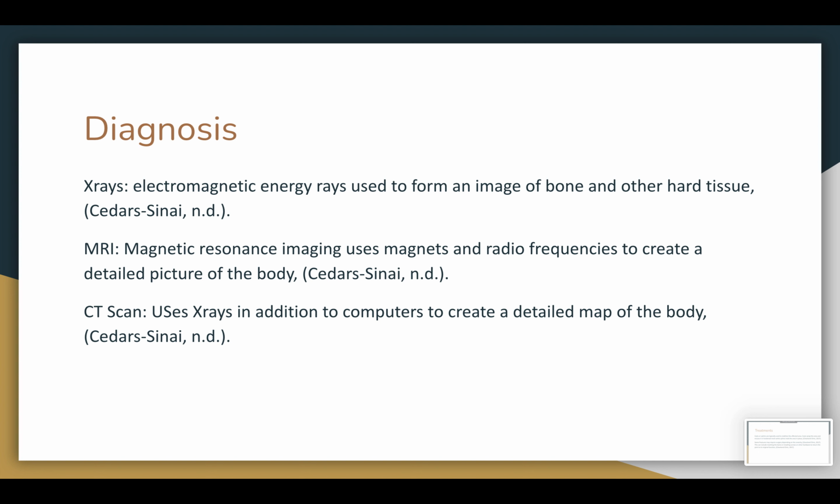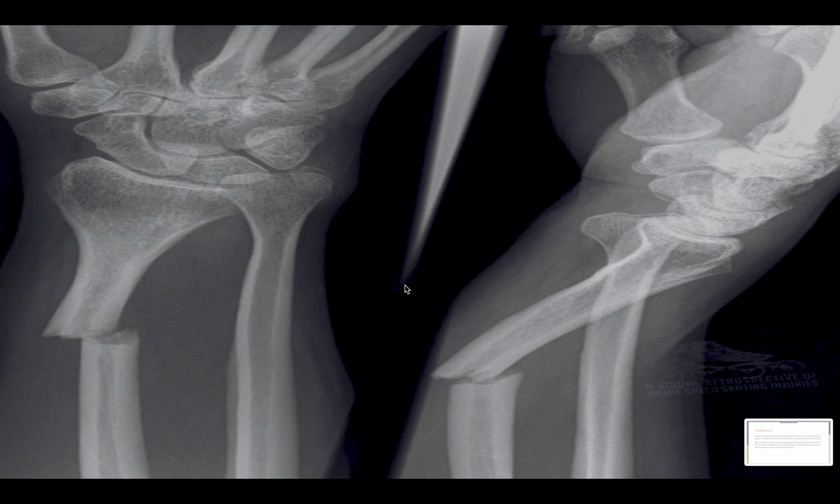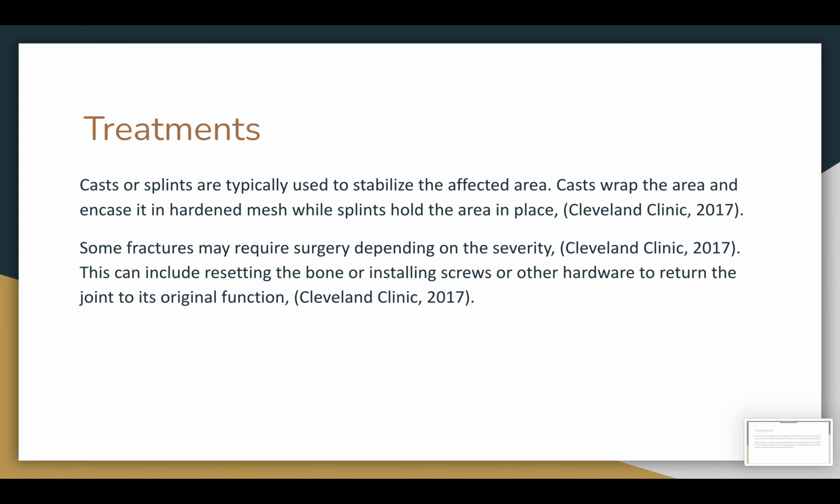So if you don't know exactly where a bone could be broken, or if there may be multiple broken bones, a CT scan is typically what is used. Here's a picture of an X-ray of a broken bone, displaced. It looks like that is in the radio-ulnar area of the arm.